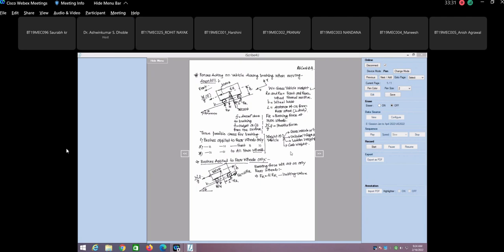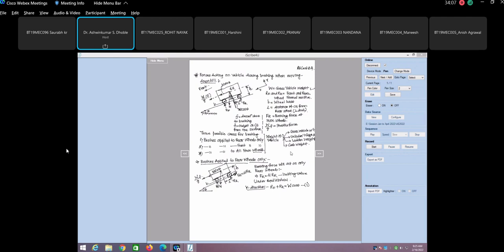Okay. Then under equilibrium, we can write for y direction, what are the forces which are acting? Rf plus Rr is equal to W cos of theta. Let us say that this is your equation number 1. Okay, do you agree with this?